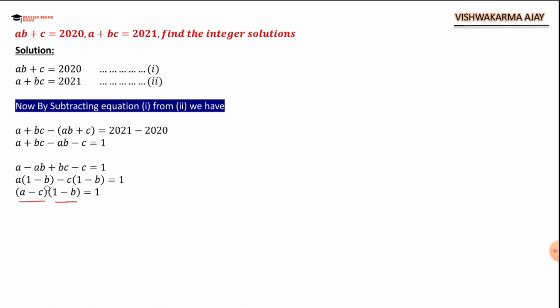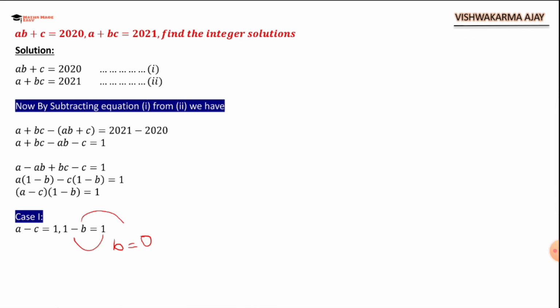Further, from this part, I can find the value of B. 1 minus B is equal to 1. So B will shift here as plus B, and 1 will shift here as minus 1. 1 minus 1 is 0. So what do I get? B is equal to 0.